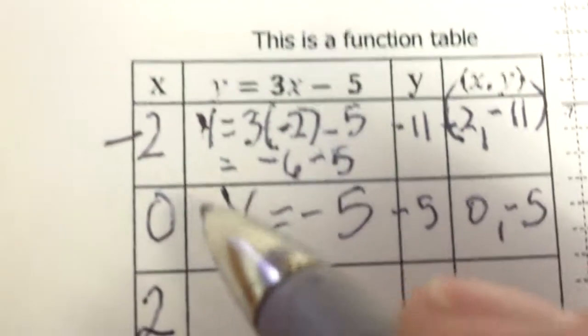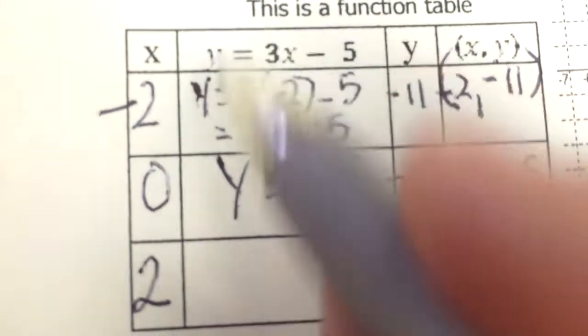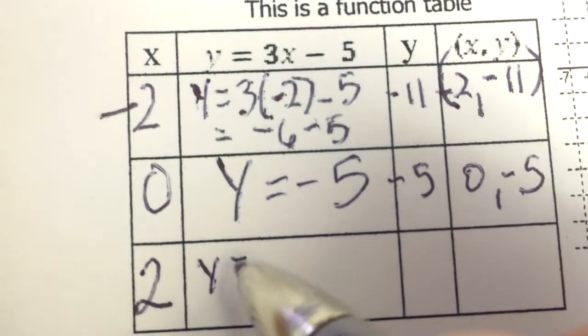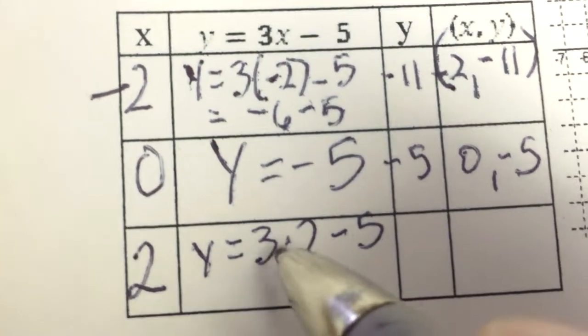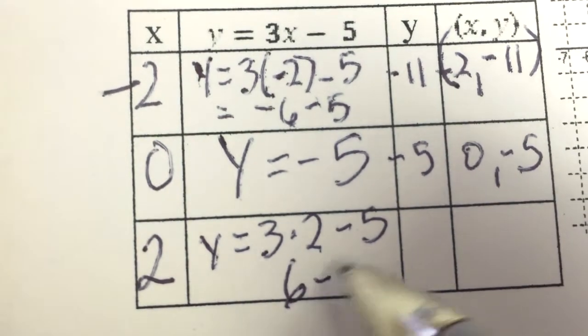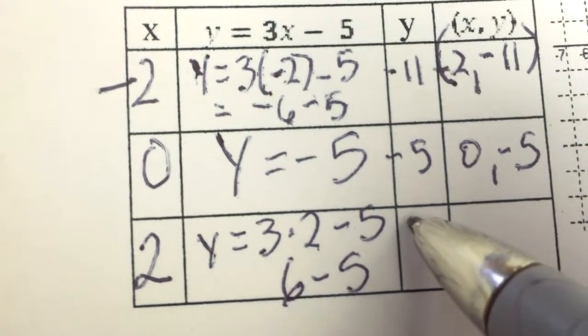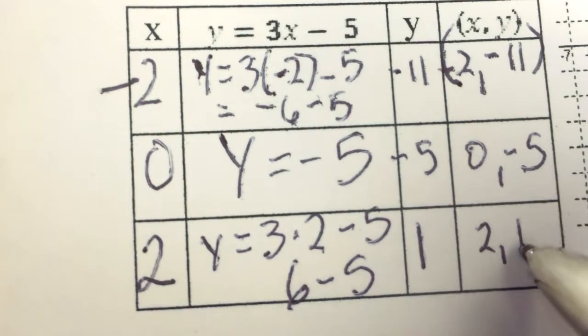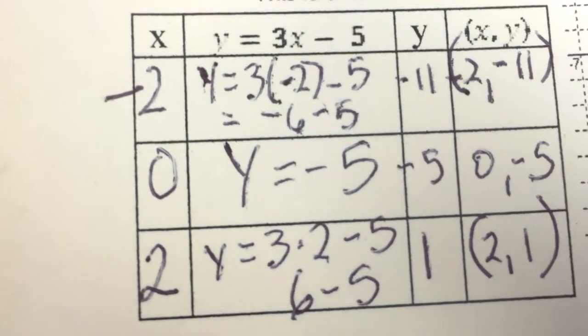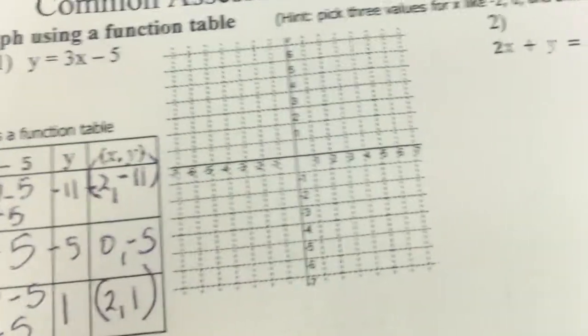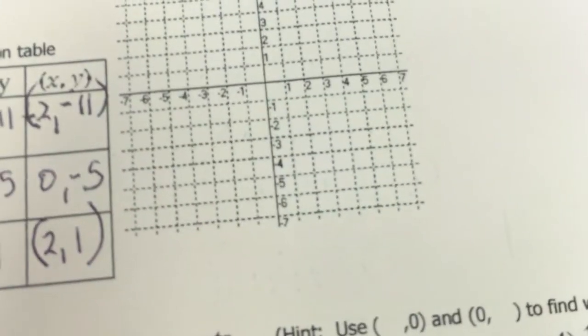And then the last one, if x is 2, y equals 3 times 2 minus 5. 3 times 2 is 6. 6 minus 5 is 1. So it's the point 2 comma 1. Now we're going to graph those 3 points. Now you have a graph here. I'm going to use graph paper because for the video I think it's easier to see.